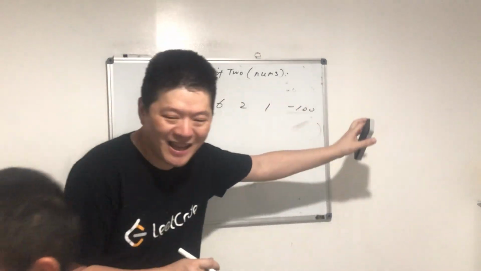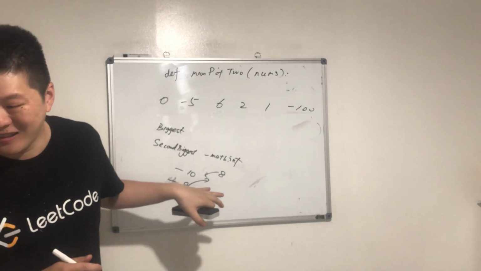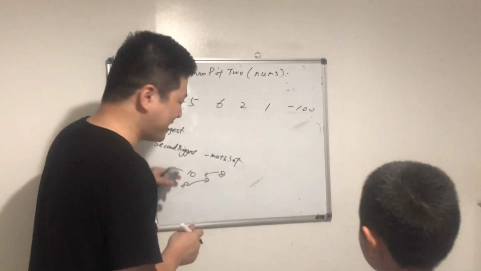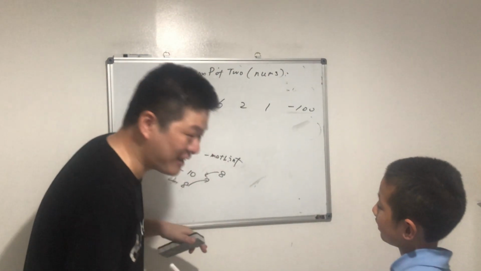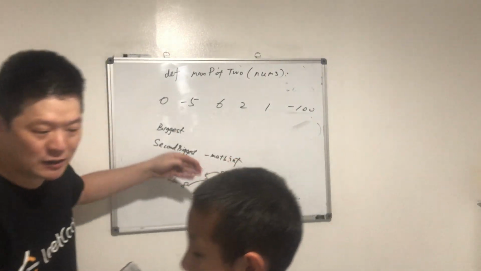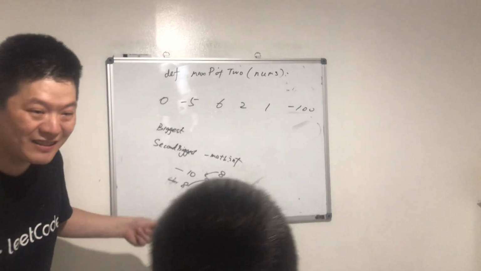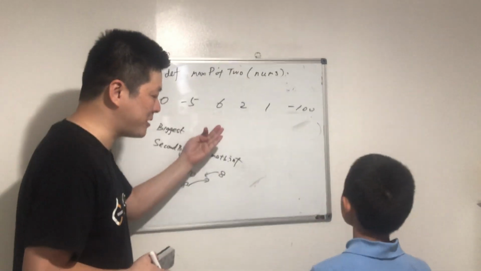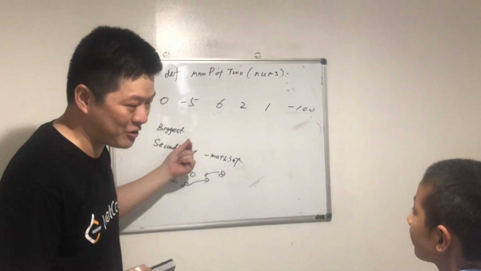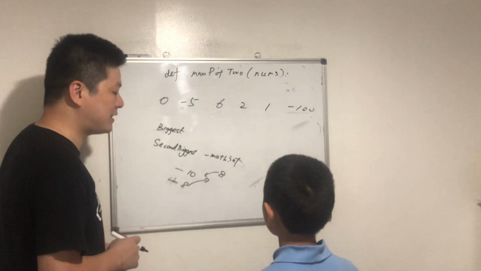So if we go through that and follow this strategy, we can get the biggest and second biggest. And the same thing for the smallest and the second smallest. So if we keep 4 variables and follow this strategy, then the time complexity is what?